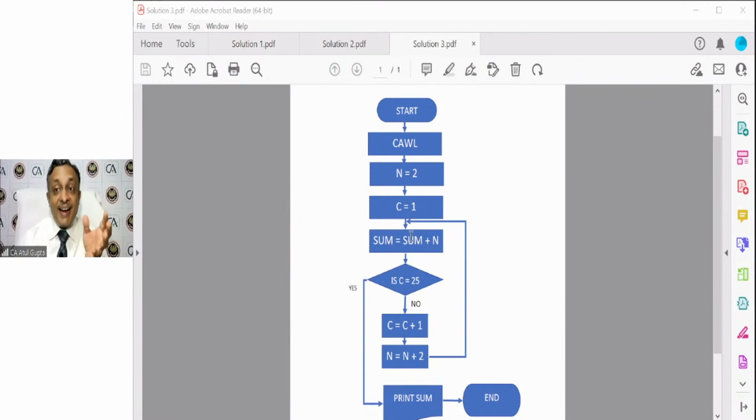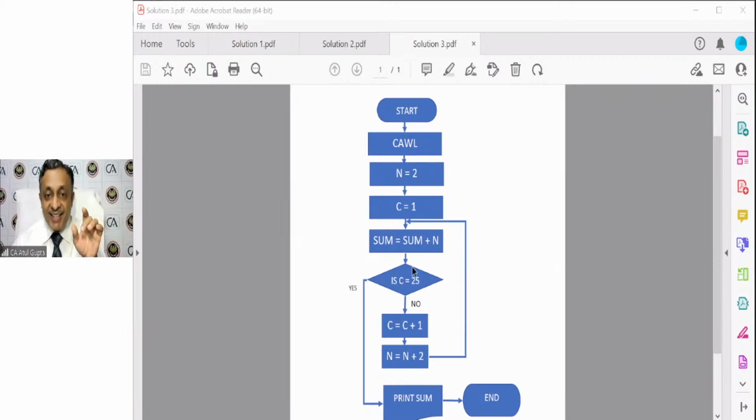Now what you're doing is adding: sum becomes sum plus n. The value of sum is 0, n is 2. So after this step, sum becomes 2. We'll do a dry run; we'll get a good understanding based on that. Then, again, the arrow is important. So the value of sum is 2.